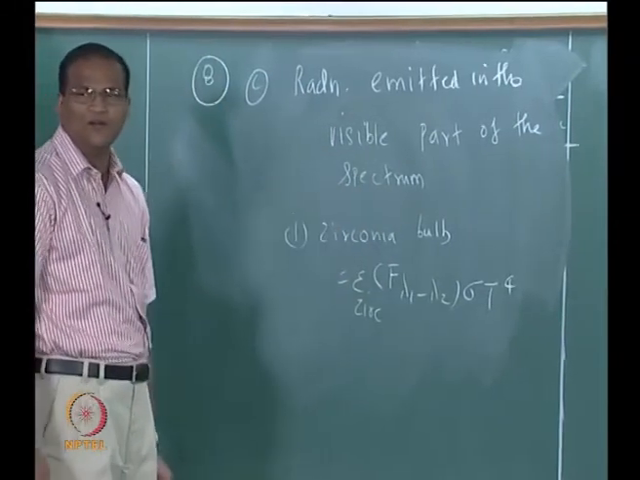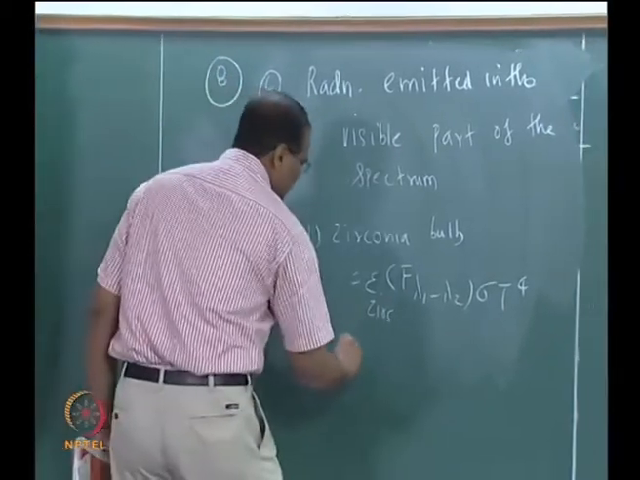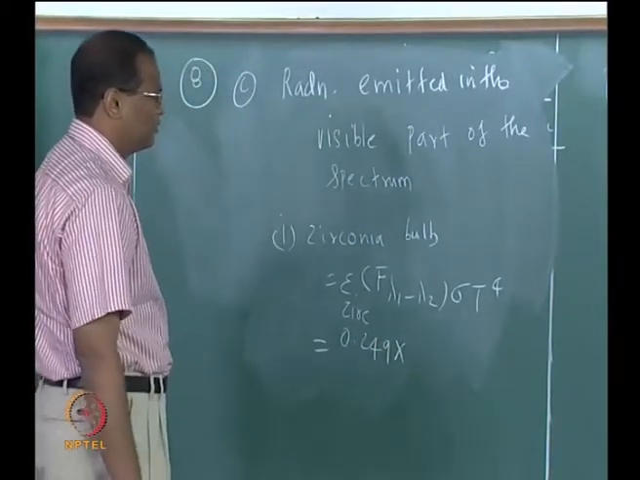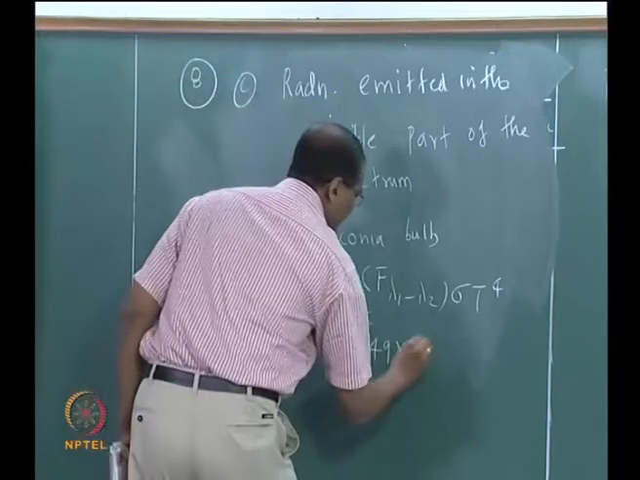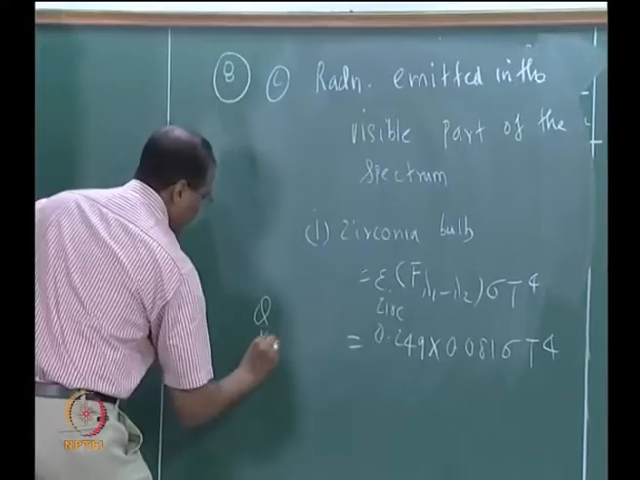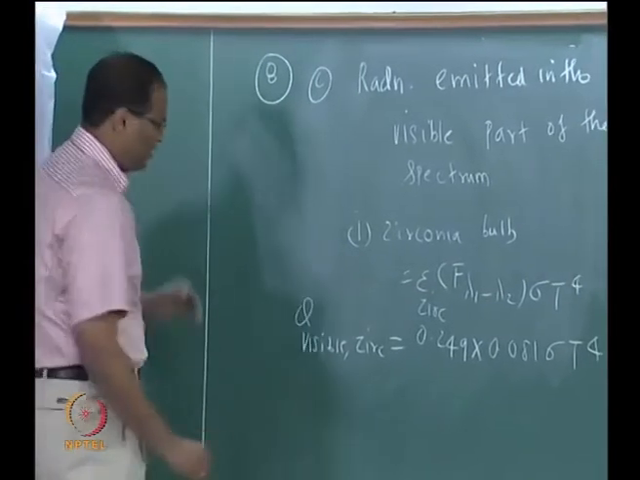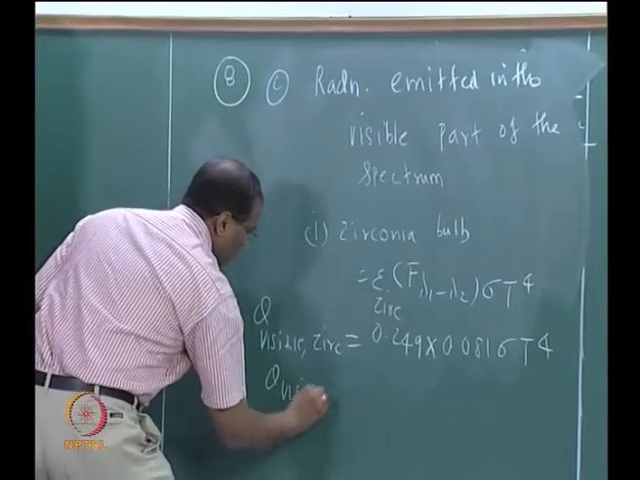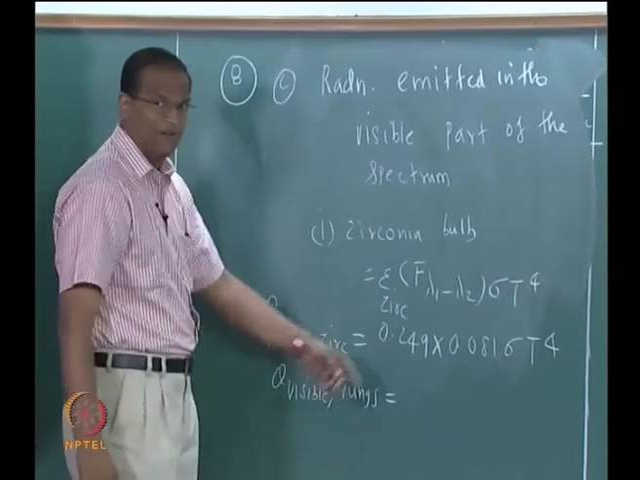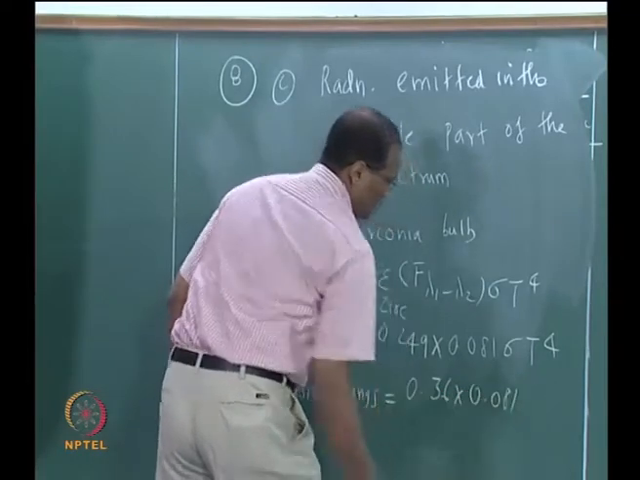So epsilon zirc into f of lambda 1 to lambda 2 into sigma T to the power of 4. So what was this emissivity? 0.249. What was f of lambda 1 to lambda 2? 0.081. Okay. So Q visible zirc. So Q visible tungsten is given by 0.36, same 0.081.